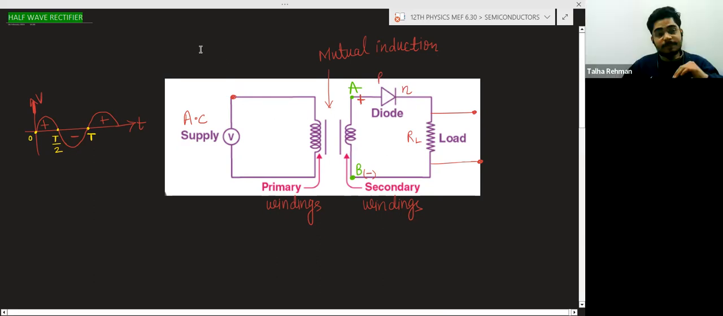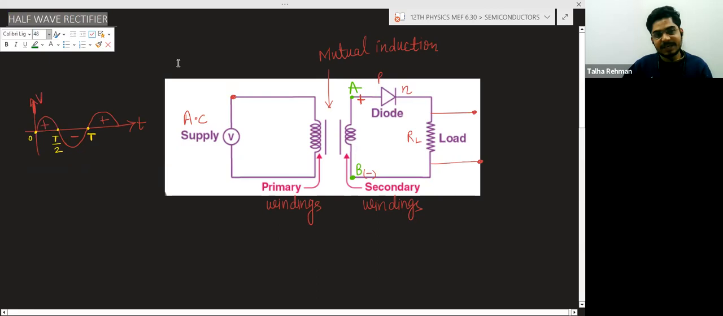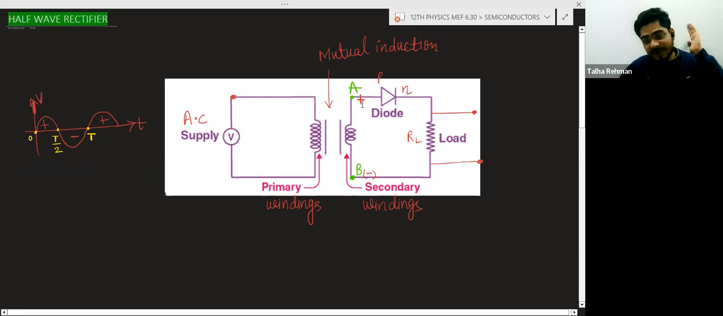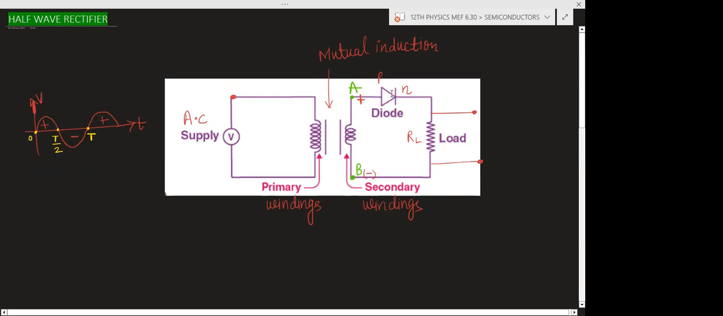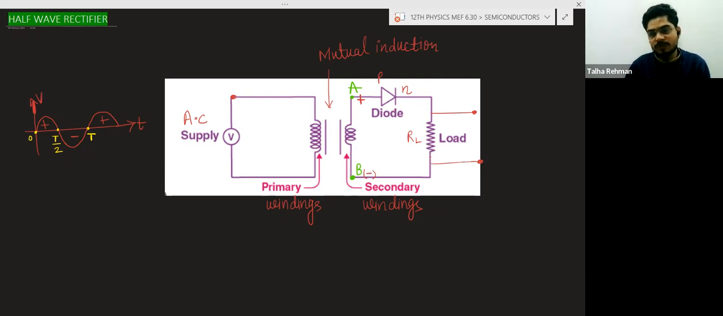And what is the principle of the diode rectifier? We will consider the diode as an ideal diode, which means this diode will conduct the current. The current can flow through this diode, and after passing through the diode, the current can pass through the load resistance, which means we are getting output.